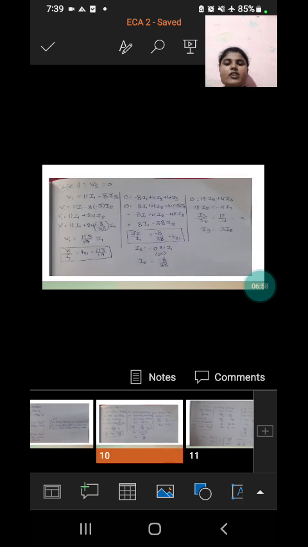Case 1: v2 equals 0 is considered. v1 equals 11i1 minus 8i3, 0 equals minus 8i1 plus 4i2 plus 14i3. And here v2 is written as 0: 0 equals 12i2 plus 4i3. We calculate with 0, that's why it is easy to calculate. 12i2 equals minus 4i3, so i3 by i2 equals 12 by minus 4, which is minus 3. So i3 equals minus 3 i2.